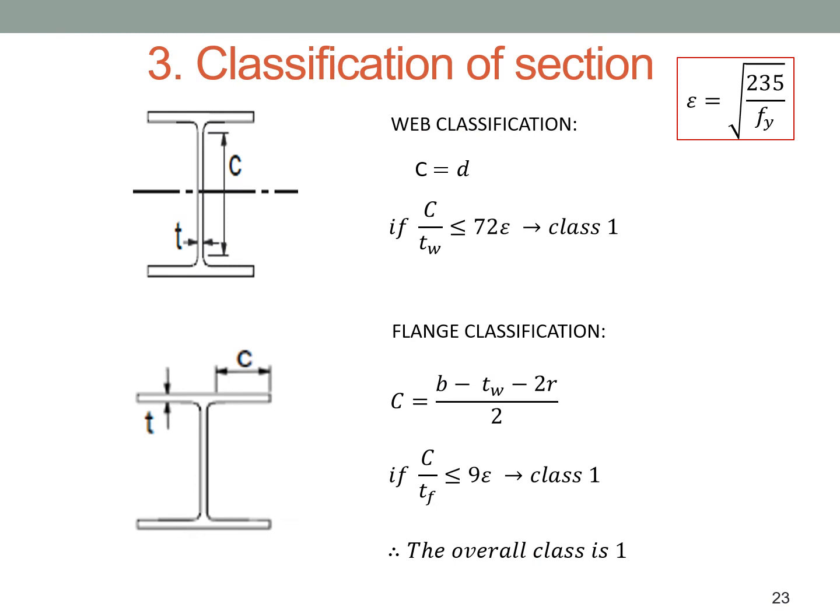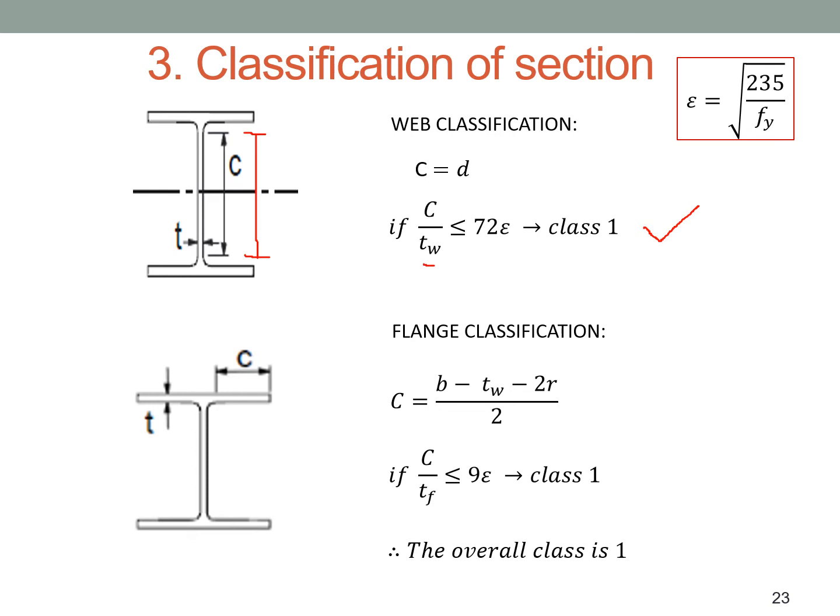Okay, so here is the summary of the classification of this section. So first you need to classify the web. The C value here is actually the depth of the section, which is given in the appendix. So you just take the value of D divided by TW, and if the ratio is less than 72 epsilon, it is automatically class 1 for the web.